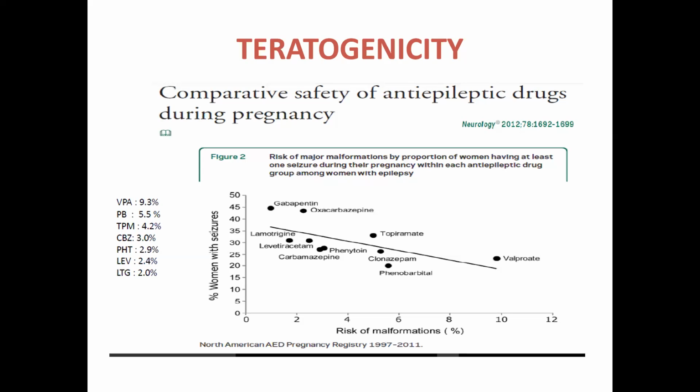This slide, you better take a screenshot and keep it in your phone. Whenever prescribing an anti-epileptic drug in pregnancy, you should always document and explain to the patient or attender the side effects of the anti-epileptic drug. The least are lamotrigine and levetiracetam at 2 to 2.4%. So document it and explain to them the risk of malformation in the baby for those taking anti-epileptic drugs in pregnancy. This is very important.